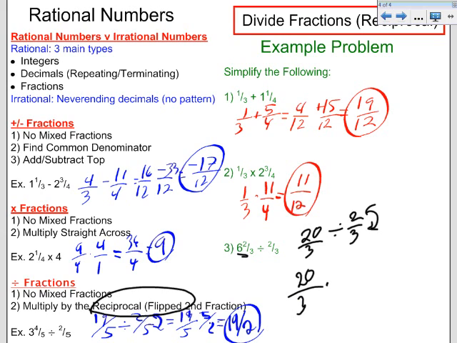Now you could get big numbers, but I recommend simplify along the way. 3 and 3 both are divisible by 3, so you can divide them by 3 and make 1 and 1. So you're left with 20 over 1, or 20 times 1 is 20, and 1 times 2 is 2, which you can simplify to 10. And that's how you do rational numbers.